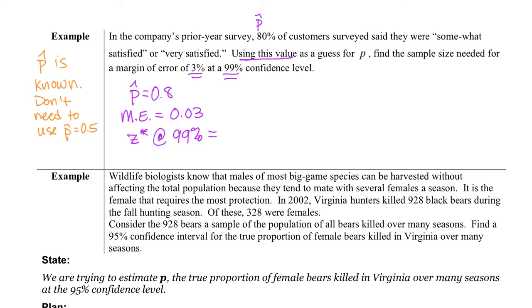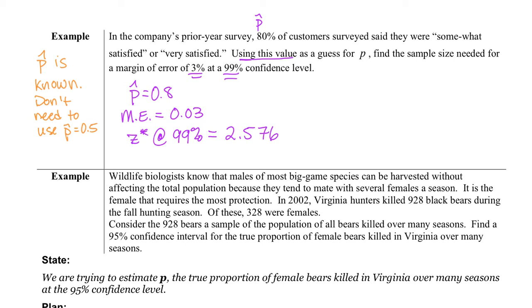So let's write down what we know. p hat equals 0.8. The margin of error that we want is 0.03. The z star score at a 99% confidence level, if you look at your previous notes, that number is 2.576. And that number might be rounded in your previous notes. That's the more accurate answer.